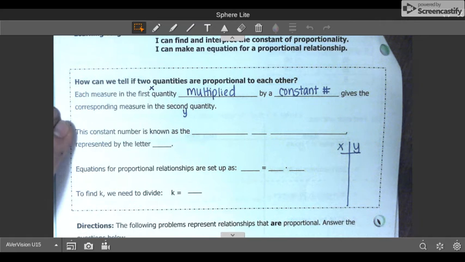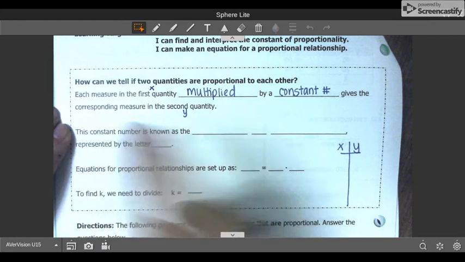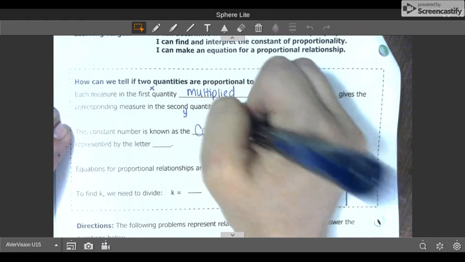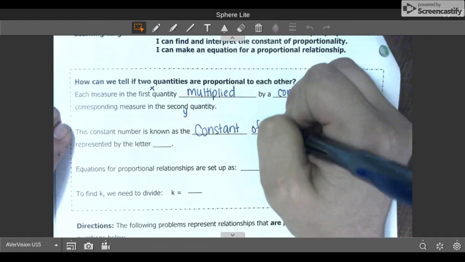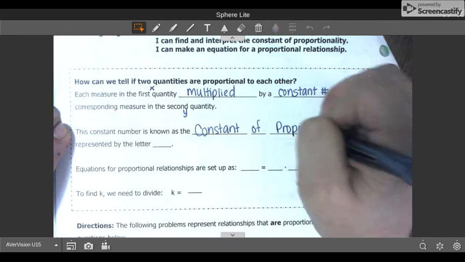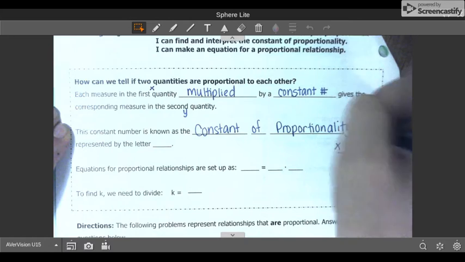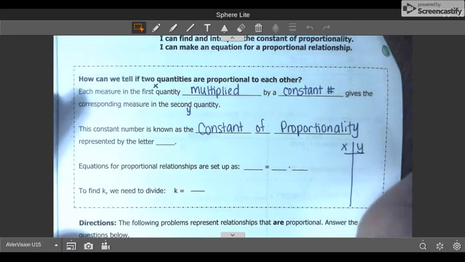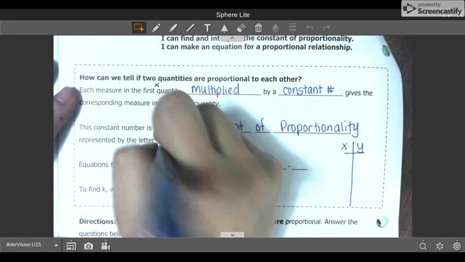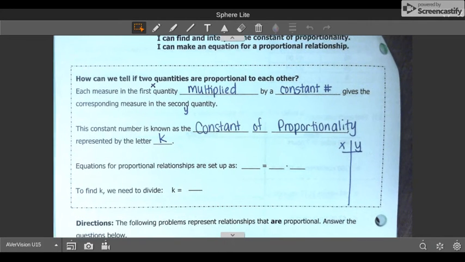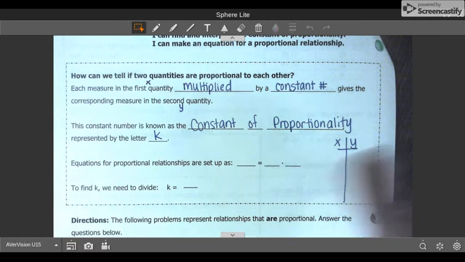The number that they're multiplied by, the constant number, is known as a constant of proportionality, which we represent by the letter K. I know, random, right? It's not C because C is circumference. So we say it's K. Now this is kind of confusing, right? So here's what I mean.